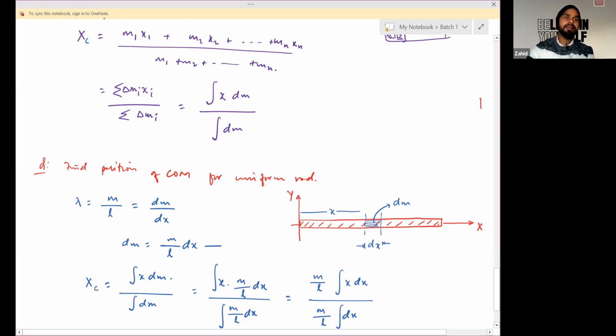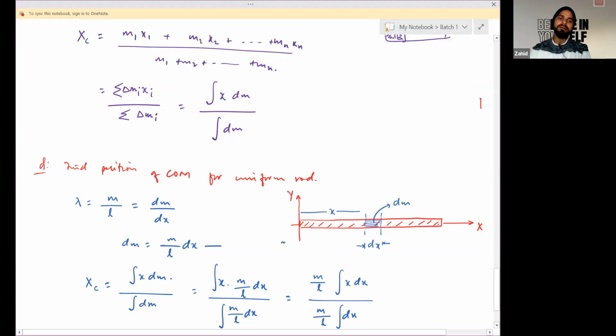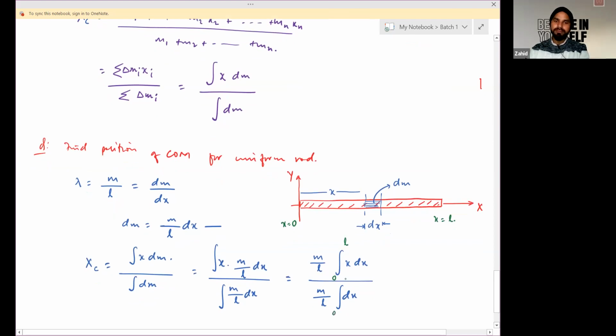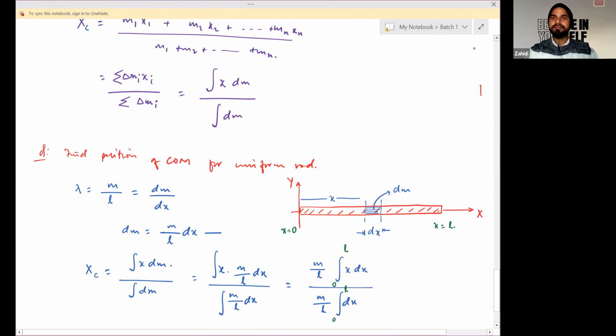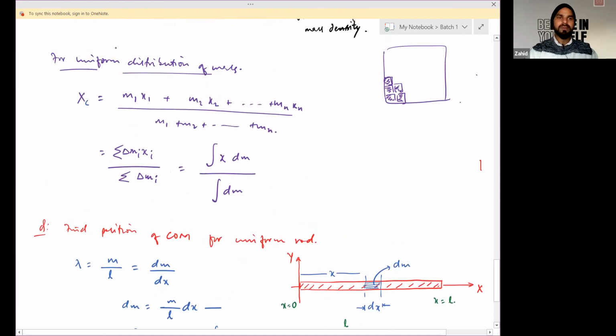Now we have to apply its limits. As this rod extends from the origin to this much length, its limits would be from 0 to L, and from 0 to L. Now integrate it and simplify it, you'll get your answer. Is it clear? Yes, sir. Okay, just write it down first.